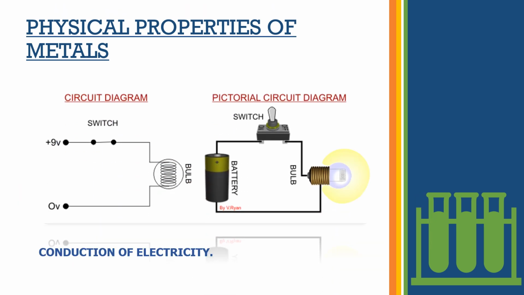Okay, so let's talk about the conduction of electricity. On the screen you can see the picture of a circuit diagram and even a pictorial circuit diagram, where by switching on you can see the bulb is lighting, right? Here we are using copper wire to perform the circuit. Yes, copper is a metal which shows good conductivity for heat and also for electricity. That's why we are using copper wires. So metals show the property of conduction of electricity.